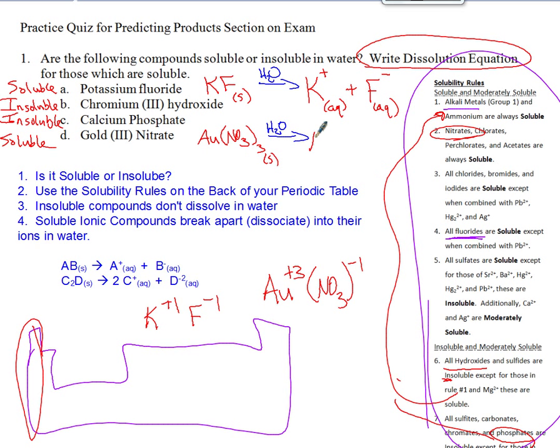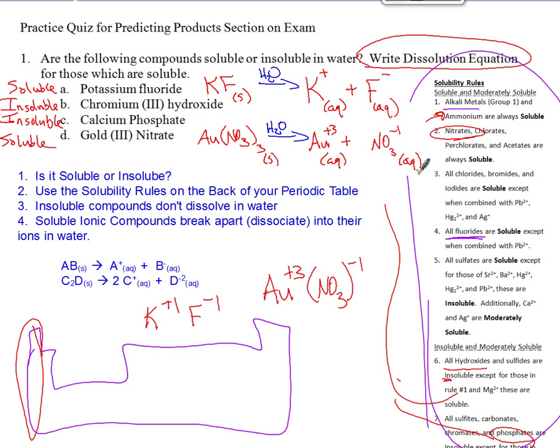With the other one, the gold, that is a +3, is separated from the nitrates that are a -1, and they are aqueous. Let me erase this here so that I can slide my aqueous into there.